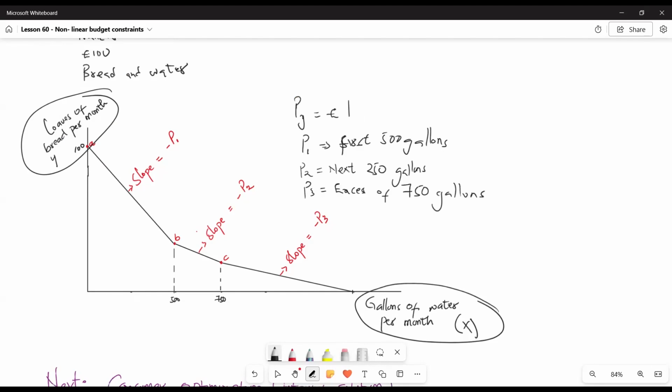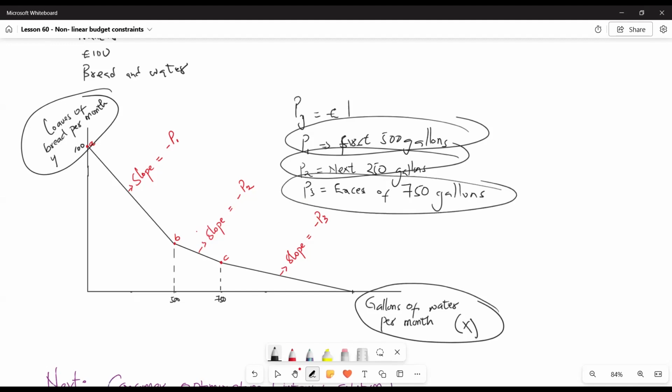We consider the price of water to be P1 per gallon for the first 500 gallons per month, then P2 per gallon for each of the next 250 gallons consumed during the month, and then P3 per gallon in excess of 750 gallons. We add an additional assumption that P1 is greater than P2, which is greater than P3, so the price of water decreases after you have consumed a certain number of units in the month. So let Francis' budget constraint be represented by this figure that we have here.